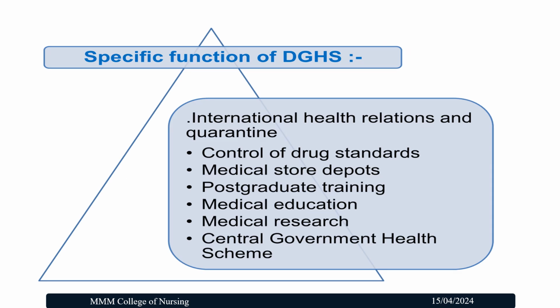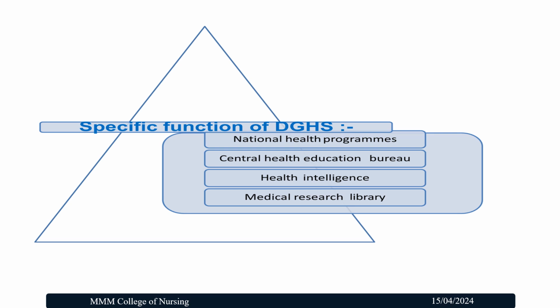Specific functions of DGHS are international health relations and quarantine, control of drug standards, medical store depots, postgraduate training, medical education, medical research, central government health schemes, and also National Health Programs, Central Health Education Bureau, Health Intelligence, and Medical Research Library.